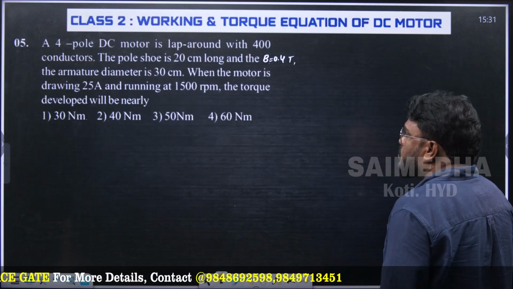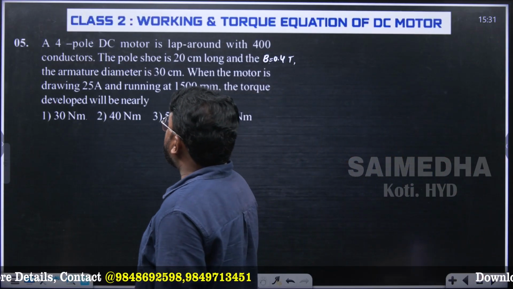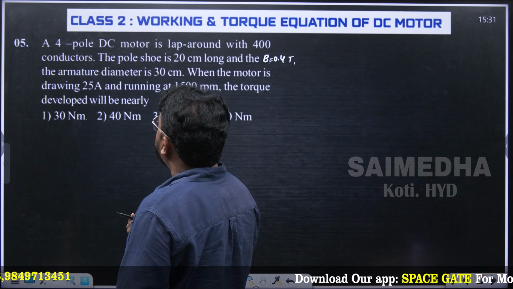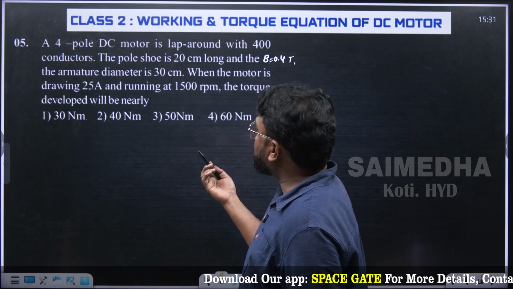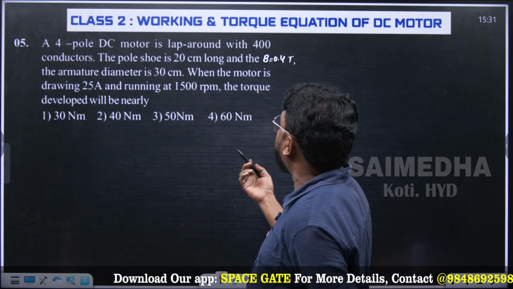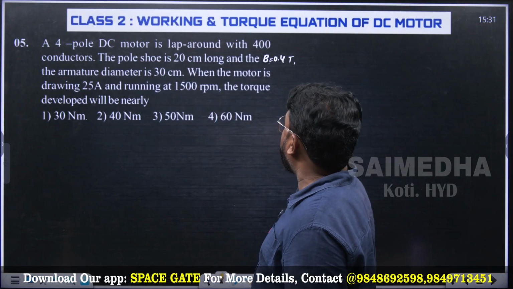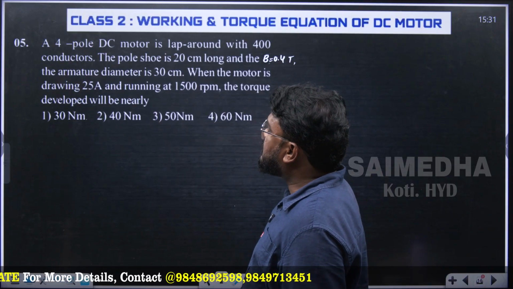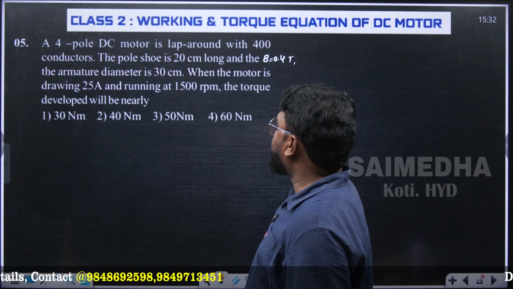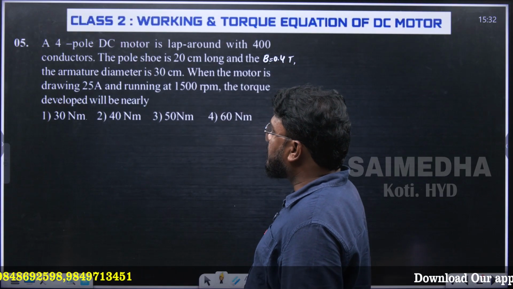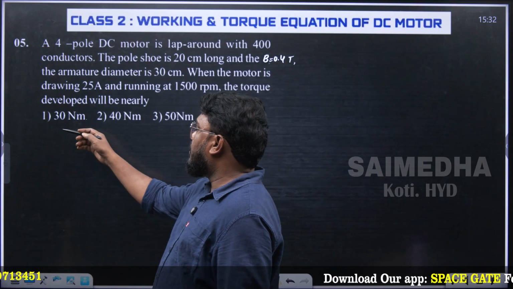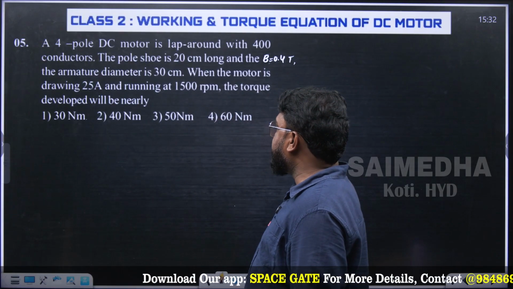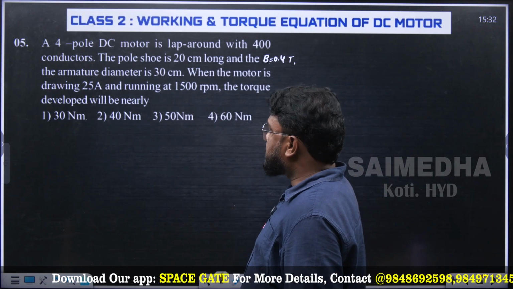And next, let us solve question number 5. A 4-pole DC motor is lap wound with 400 conductors. The flux pole shoe is 20 centimeters long and flux density is equal to 0.4 Tesla. Armature diameter is 30 centimeters. Then the motor is drawing 25 amps running at 1500 rpm. Torque developed by the motor is nearly: option 1, 30 Newton meters. Option 2, 40 Newton meters. Option 3, 50 Newton meters. And option 4, 60 Newton meters.